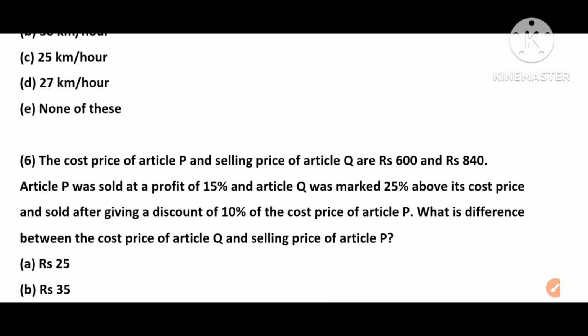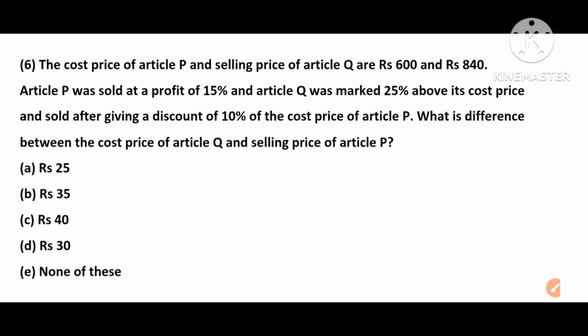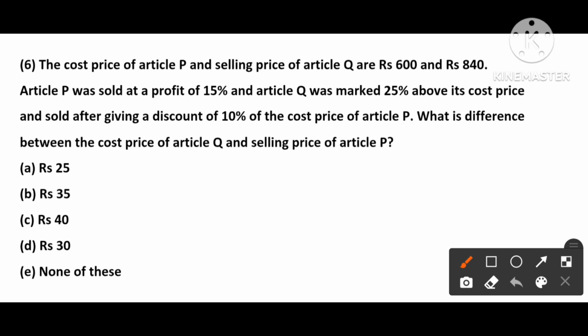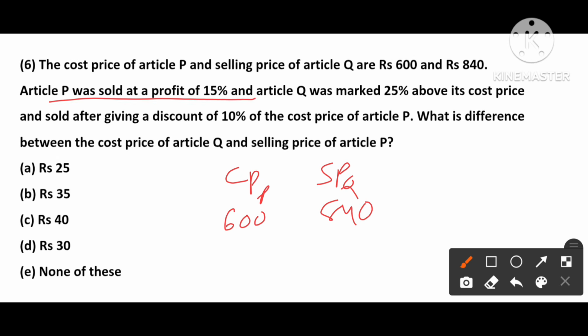Now we are going to see question number 6. The cost price of the article P and selling price of the article Q are 600 and 840. So cost price of P is 600. Selling price of Q is 840. The article P was sold at 15% profit. 15% profit means 90. 90 means the selling price, which will be selling price of P, which will be 690.